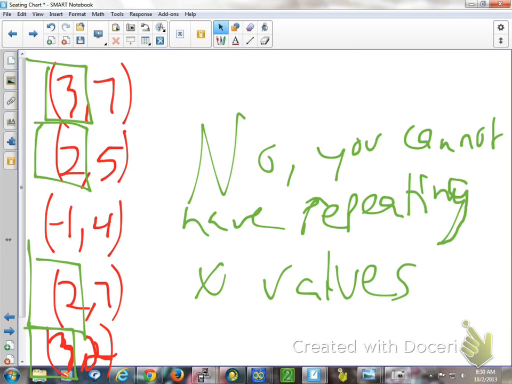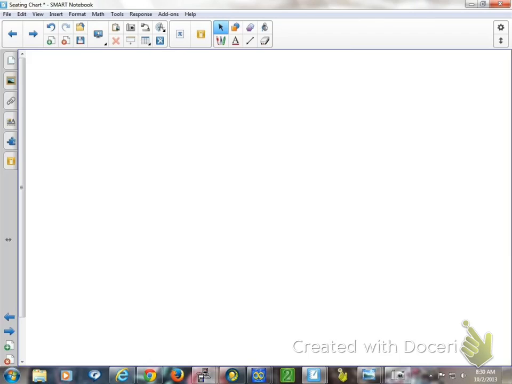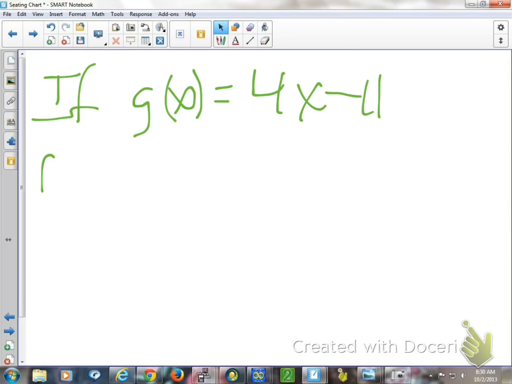Number 7. Okay, it says if g of x equals 4x minus 11, find g of negative 2. Pretty sure everyone up in here has spoken up at one point or another. So we're going to go with dice method. What 7 is it? 4x minus 11. 5th row. There is no 6th person.